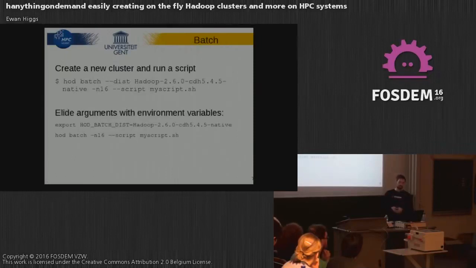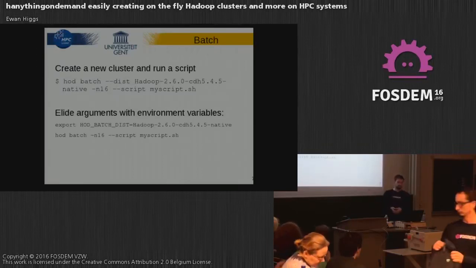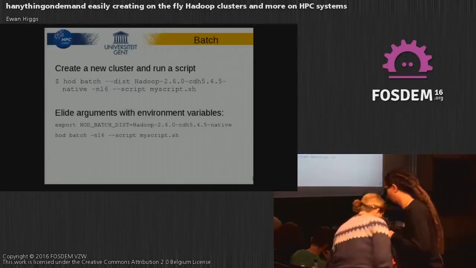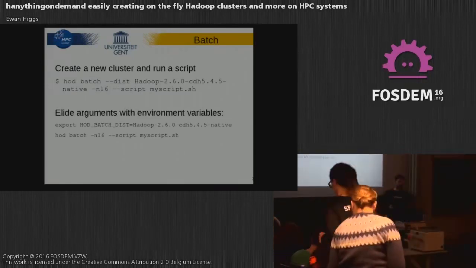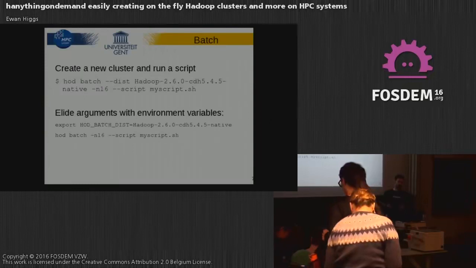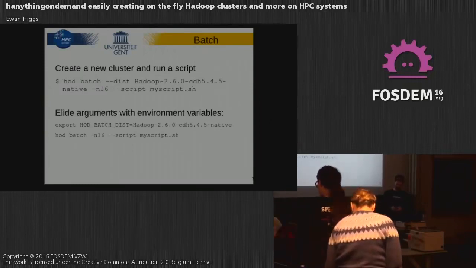If you wanted to do the batch, so for instance, if you wanted to do 16 nodes, you just run with n16 here, and give it a script, and it's almost the same thing, and it's running on many machines. And you can align the arguments with environment variables using HOD batch list. You can always use the same Hadoop distribution.